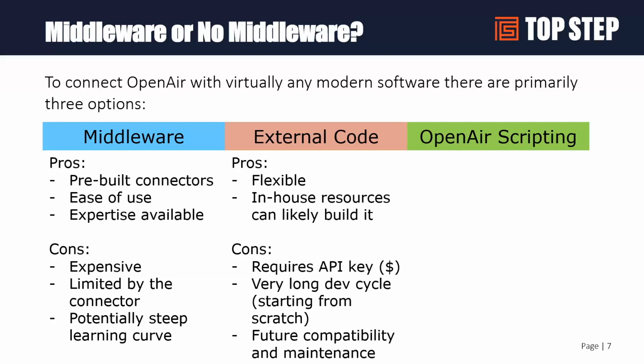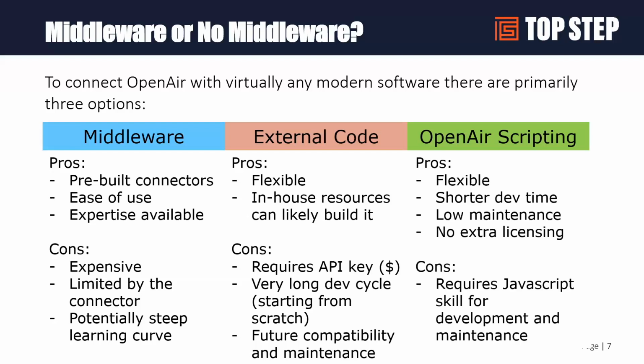The third option is the one we're going to be highlighting today, which is OpenAir scripting. What this is, it allows you to build a script within OpenAir that reaches out to your other tools and pushes and pulls data as needed from those tools. Pros of this, because you're coding, this is code. I got to make that clear. It's code within OpenAir. It's as flexible as your external code, virtually.